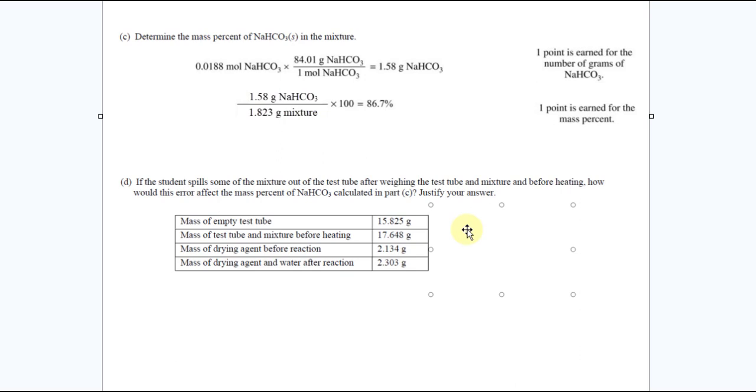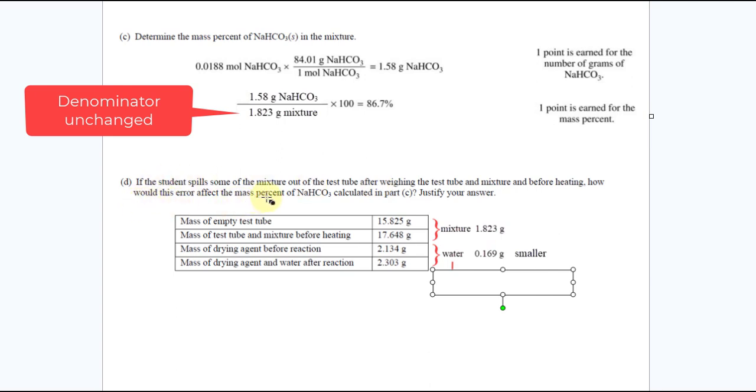These can be a bit tricky, but again, we've set things up nicely because of this little comment that we've figured out. We know what the mixture is, 1.823, that we get when we weigh the test tube and the mixture before heating. So this is not going to change. If a student spills the mixture after weighing the test tube and mixture, so this 1.823 grams is the same, how does this affect the mass percent?